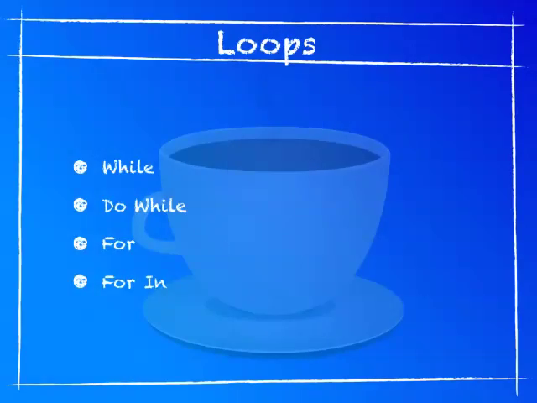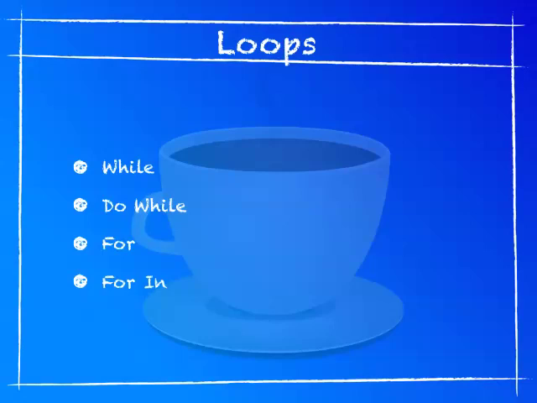On to loops. There are different types of loops. There's a while loop and a do-while loop. They're basically the same, but the while loop does the check before it goes and runs the code inside of it, and the do-while does the check after it runs the code.